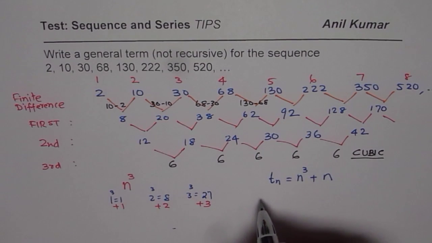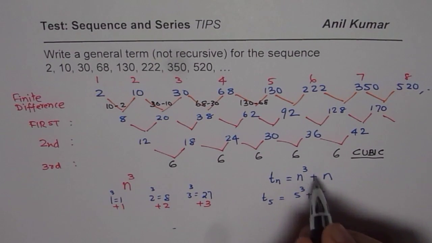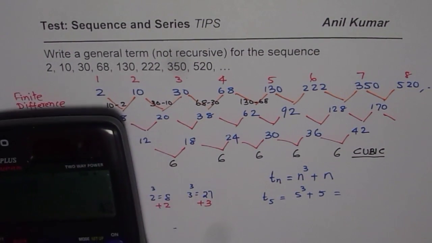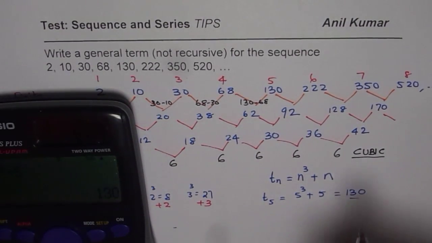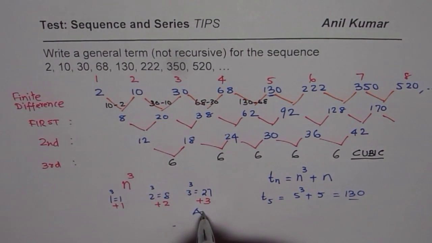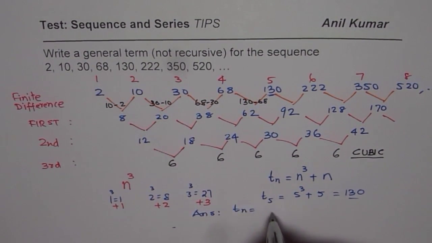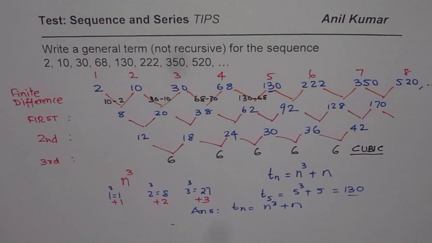Let's find T5. T5 should be 5 cube plus 5 using this formula, right? So 5 cube plus 5 equals 130, which works. So this formula works, and the answer is that Tn equals n cube plus n. That is how you can find the general term for the given sequence. Finite difference is a very good technique to solve such questions. I hope that helps. Thank you.